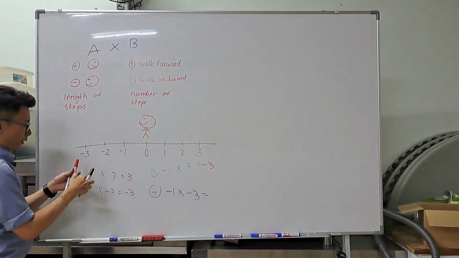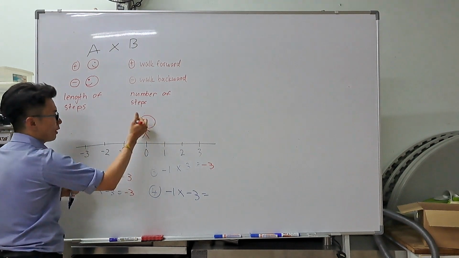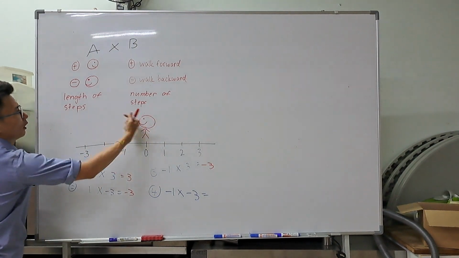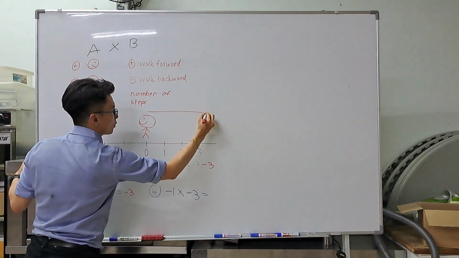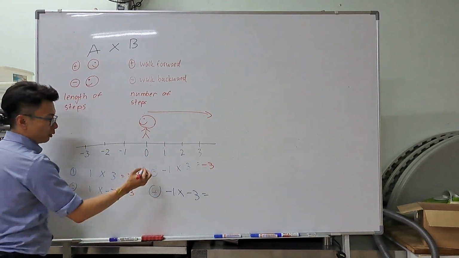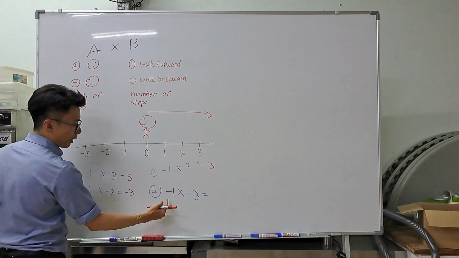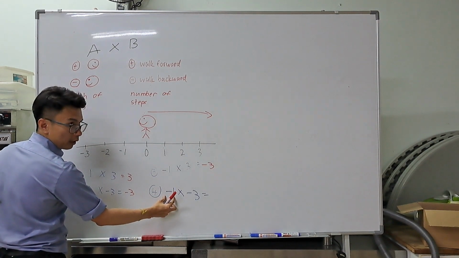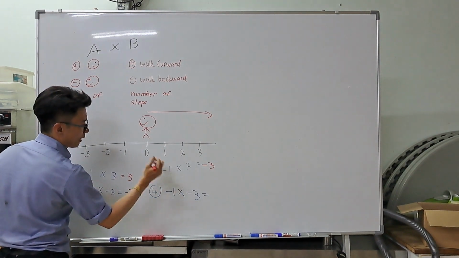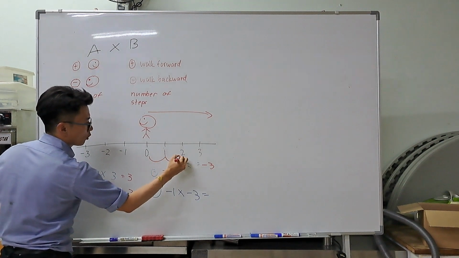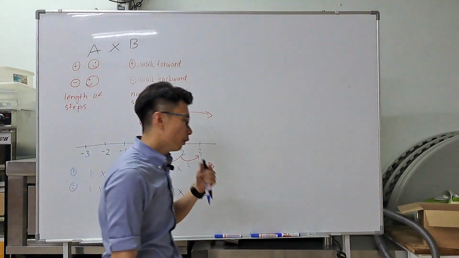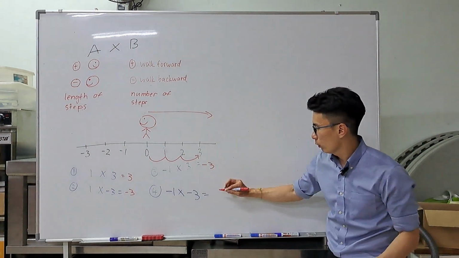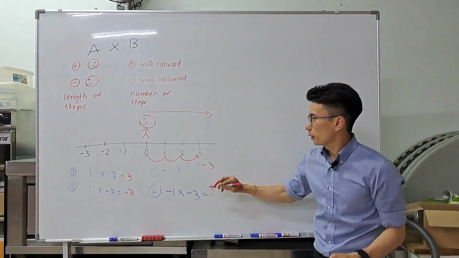I am here right now, facing in this direction, and I'm walking backwards. So when I walk backwards, it will be back to this direction. Every step I take is 1 unit long, and I'm taking 3 steps. So I will go 1, 2, 3. True enough, negative 1 times negative 3, your final answer will be 3.